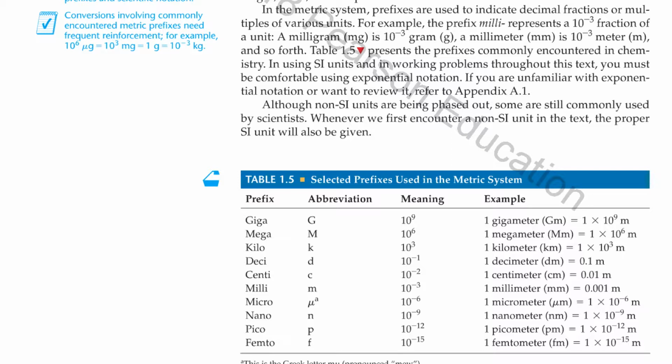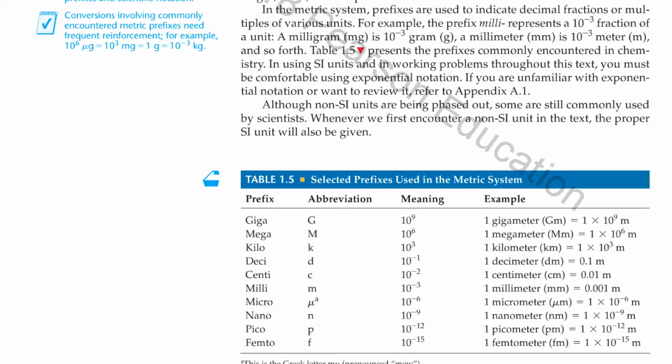In using SI units and in working problems throughout this text, you will need to be comfortable using exponential notation. If you're unfamiliar with exponential notation and you want to review it, refer to Appendix A1. Although non-SI units are being phased out, some are still commonly used by scientists. Whenever we first encounter a non-SI unit in the text, the proper SI unit will also be given.